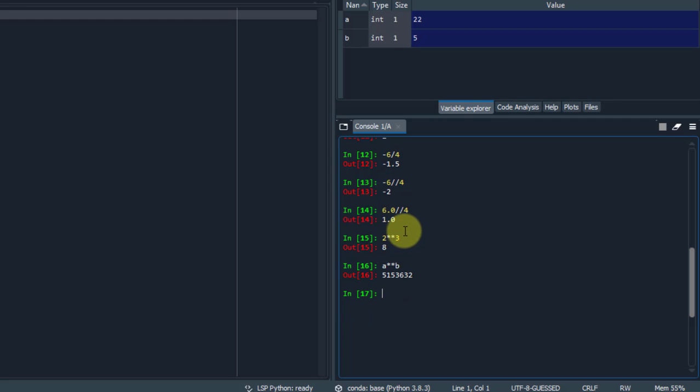So double asterisk for raised to the power, and the last operator is the remainder, which is the modulus. This is going to give us the remainder after dividing two numbers. So what will be the remainder if we divide 22 by 5? So I have a percentage sign b. The remainder is 2.